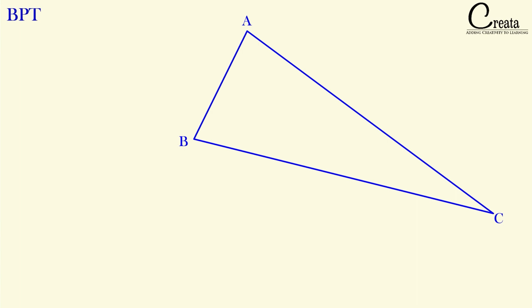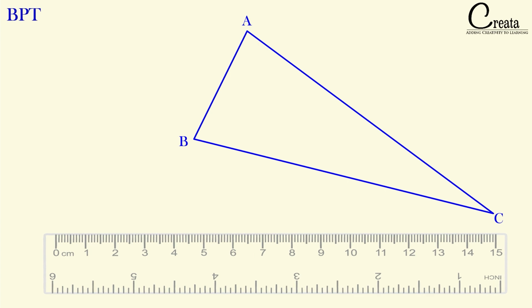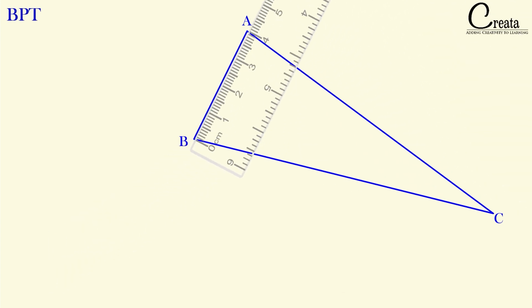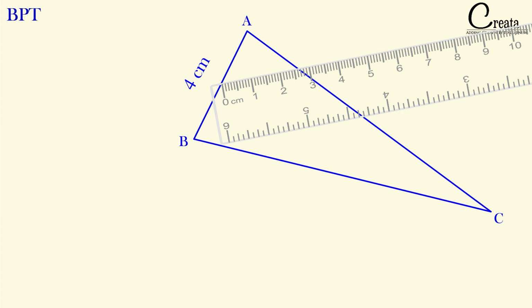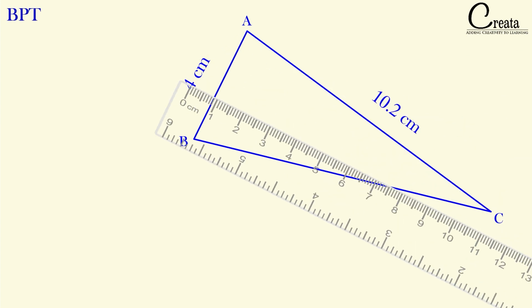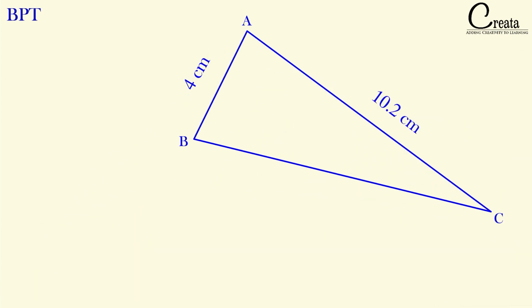Just take a random triangle, any triangle, whatever you like. Here I have taken this weird looking triangle. Let's measure the two sides of the triangle, AB and AC. For my case, AB is coming out to be 4 centimeter and AC is coming out to be 10.2 centimeter. Now we have to draw the line segment which is parallel to BC. Let's draw it. You can draw anywhere, on the upper side, on the lower side, anywhere in which you are feeling comfortable. Let's take the point as D and this point as E.